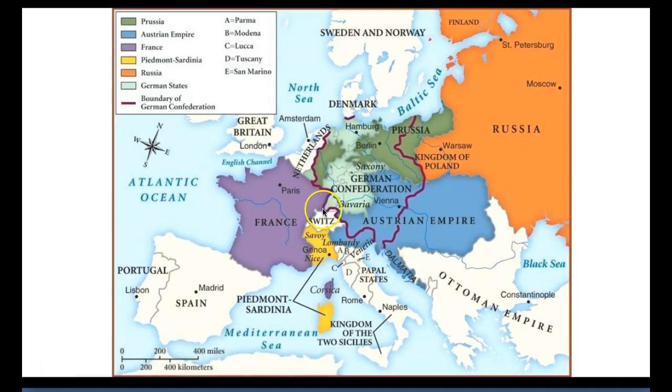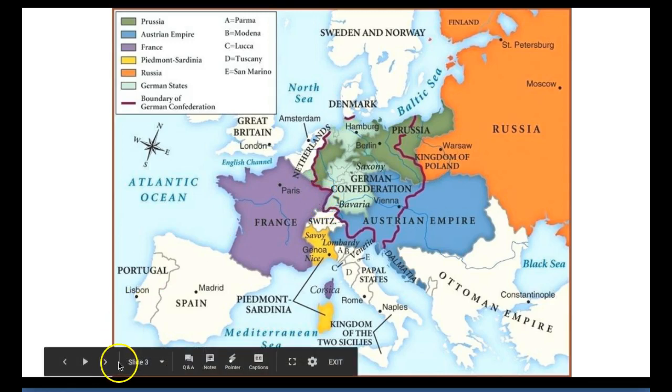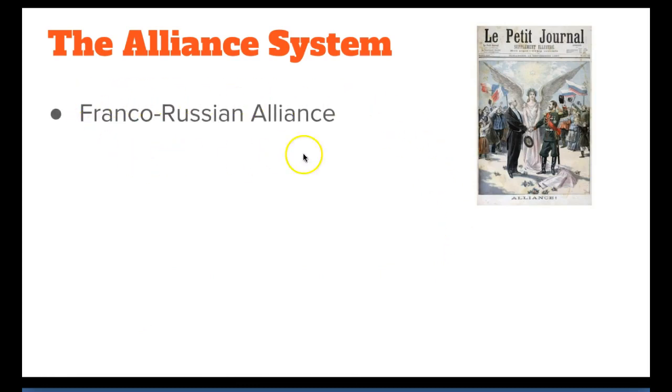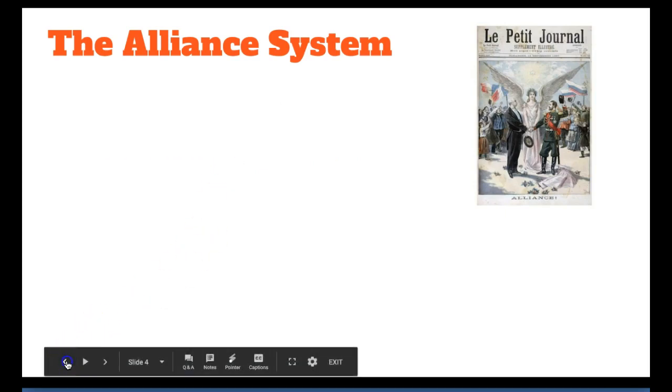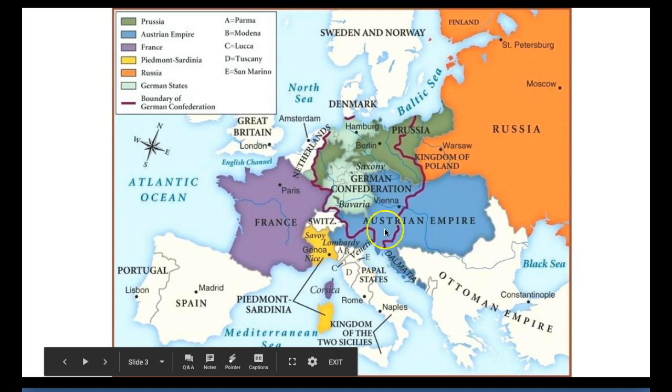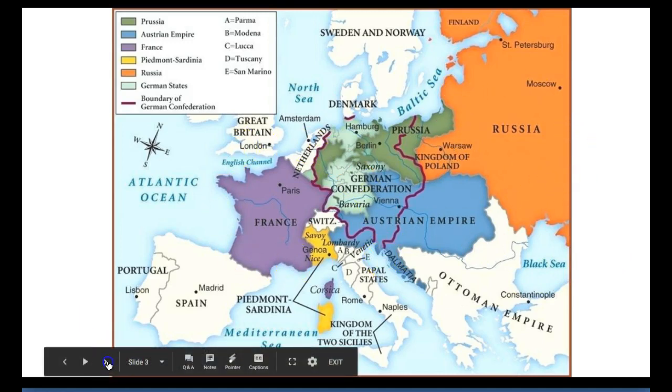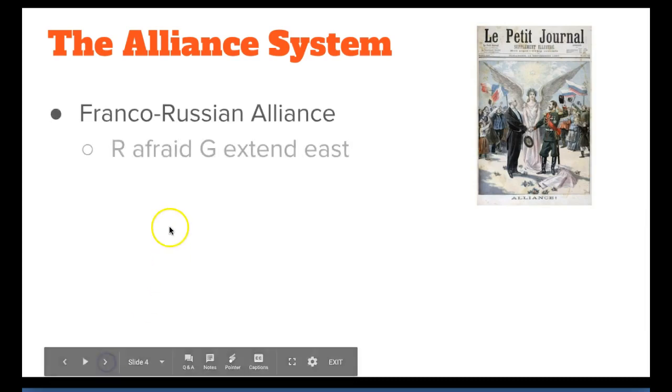And so the area that France had given up along the German border was actually called Alsace-Lorraine. Okay. Now, more on the alliance system. On the other side of the game, if you will, is the Franco-Russian Alliance. So I'm going to go back one slide. And so we're talking about France and Russia, as in Franco-Russian, okay?